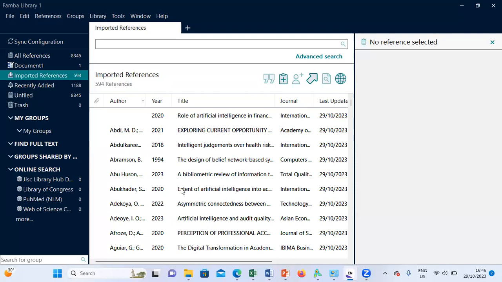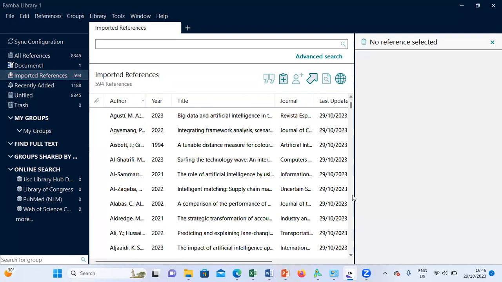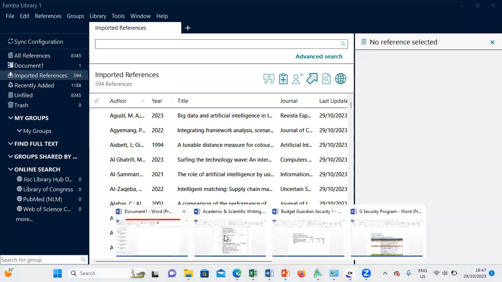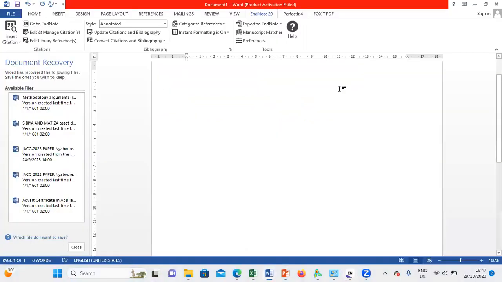So I want you to keep one name that you can see here so that we use it to cite. So let's cite with which one? Aljaidi, right? So we come here now. We want to start typing, and you go accordingly.